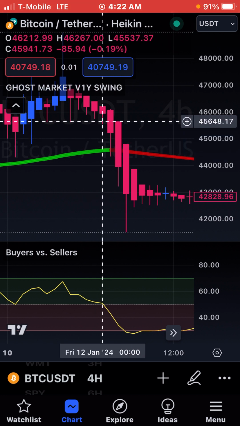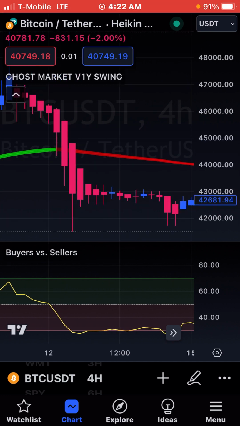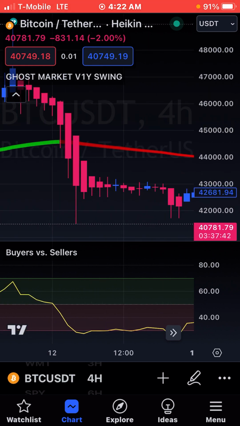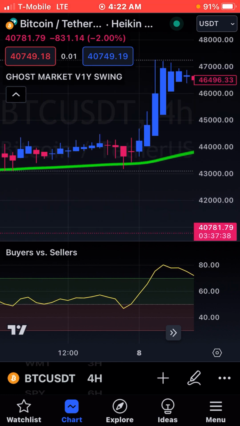You see it go from buyers to sellers right here. So this would have been the opportune moment to get in. If you wanted to leverage trade at that moment, you could have got in there. So let's see if we find any other moments, any good moments.